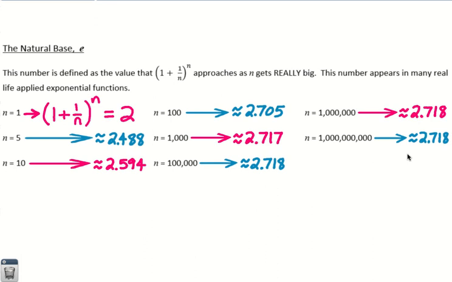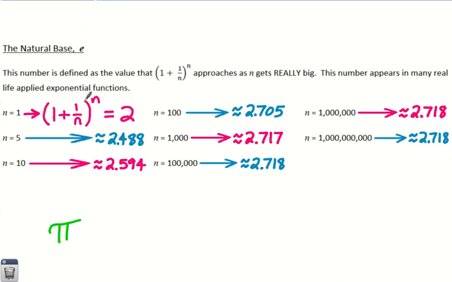Here's what's happening, okay? There is this weird irrational number, kind of like pi. You know how pi is some crazy irrational number where the decimal goes on forever and ever and ever? This is another one of those situations. So you can pretty much think of this number e.